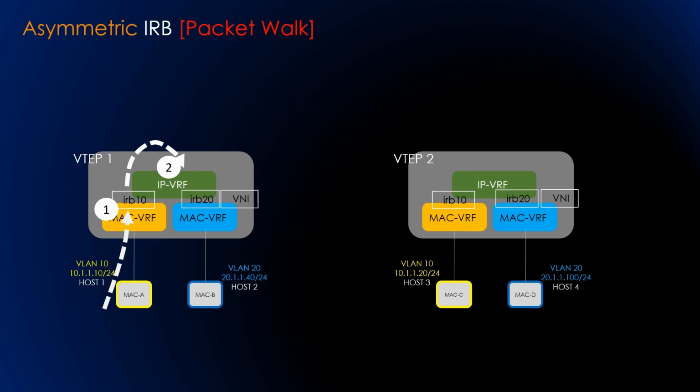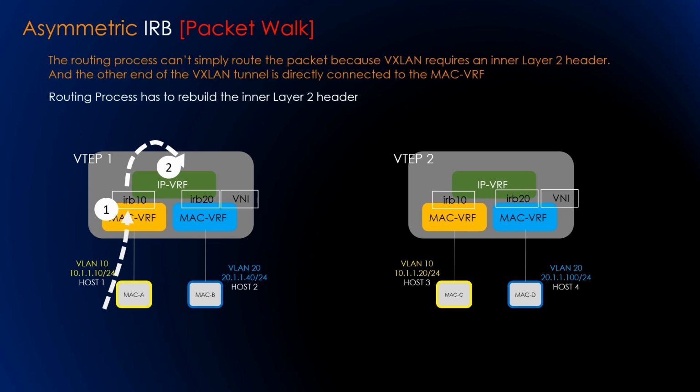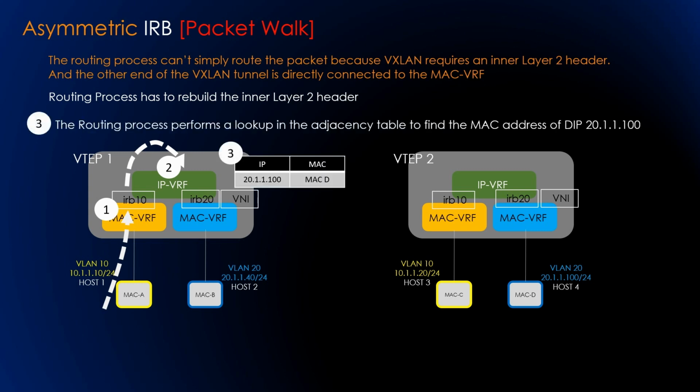Essentially, the concept to grasp here is the key differentiation. The conventional routing process cannot solely route the packet, as VXLAN requires an inner layer 2 header. So the routing process has to build the inner layer 2 header first in order to send the packet through the VXLAN tunnel. So the routing process necessitates the reconstruction of the inner layer 2 header. This is achieved by conducting a lookup in the adjacency table to identify the MAC address associated with the destination IP address of 21.100. For this table, the learning process has already been done with the help of route type 2.